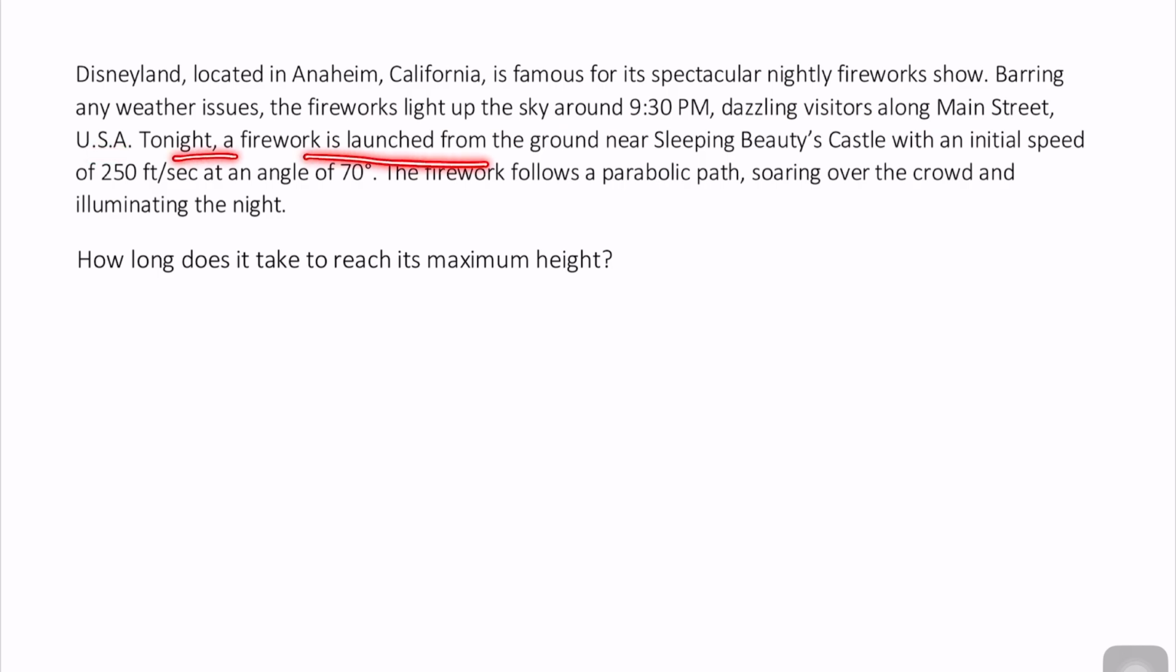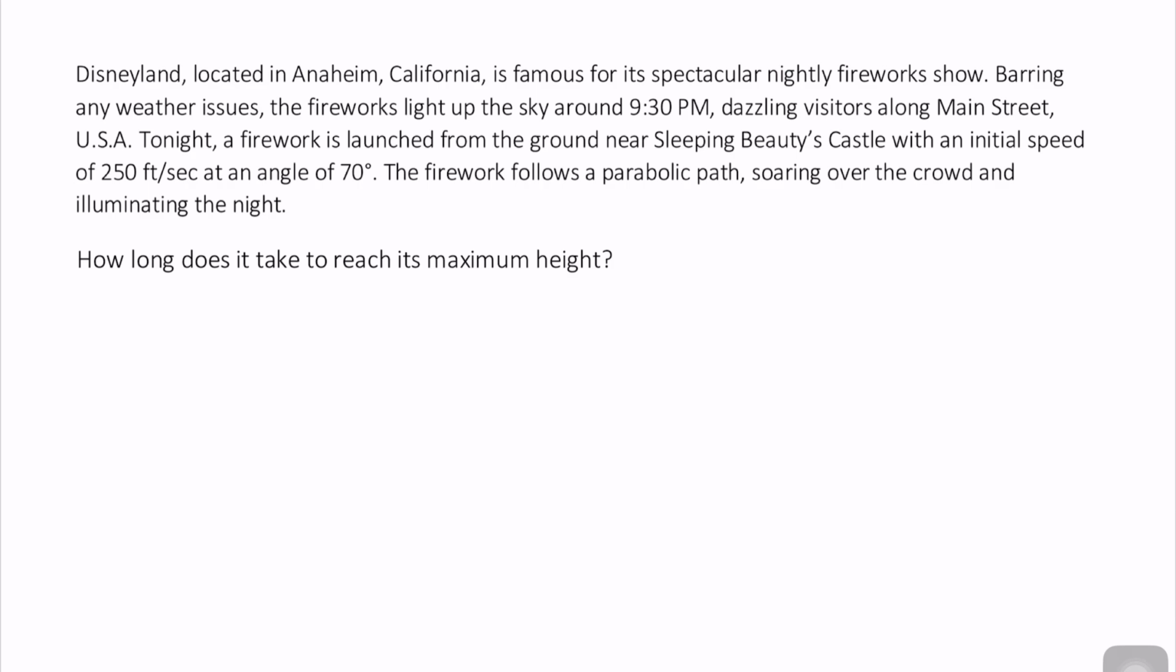Tonight, a firework is launched from the ground near Sleeping Beauty's castle with an initial speed of 250 feet per second at an angle of 70 degrees. The firework follows a parabolic path soaring over the crowd and illuminating the night. This is what I mean by it's not very safe. Normally, the fireworks definitely do not go over the crowd on Main Street. So let's figure out how long does it take this firework to reach its maximum height.